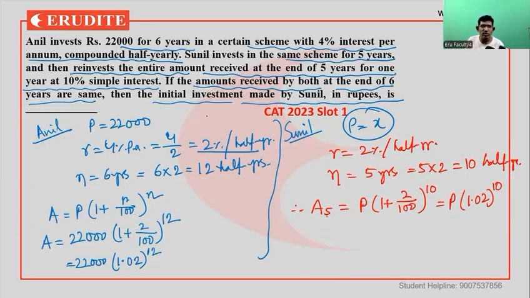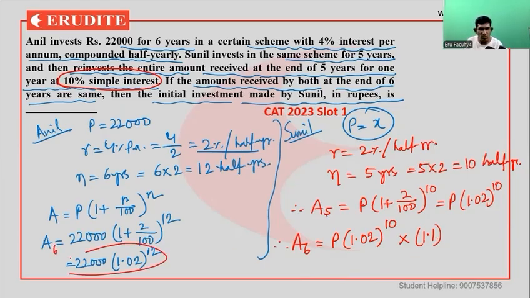Now, this whole amount is again reinvested at a scheme of 10% simple interest. So what is the amount after 6 years in that case? So this amount will be reinvested at 10%. So I will multiply this by simply 1.1. So amount after 6 years will be simply 10% increased, which is 1.1. Now, both these amounts will be equal. That's what the question says. Both these amounts will be equal.